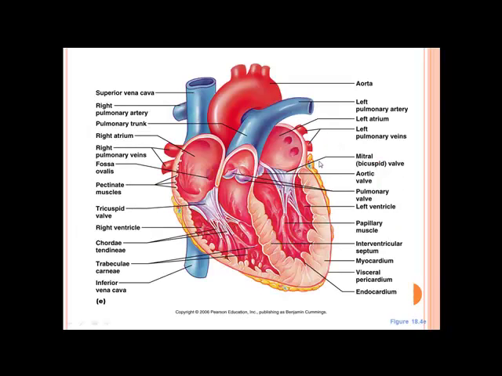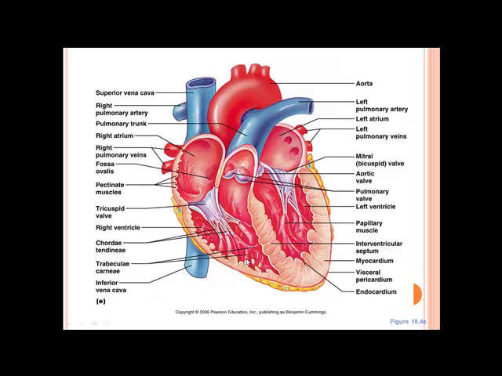Alright, let's look at some anatomy inside of here. My superior and inferior vena cava drain into my right atrium. My fossa ovalis, that's a remnant. We'll talk about that later. Blood flows from the right atrium through my tricuspid valve into my right ventricle.